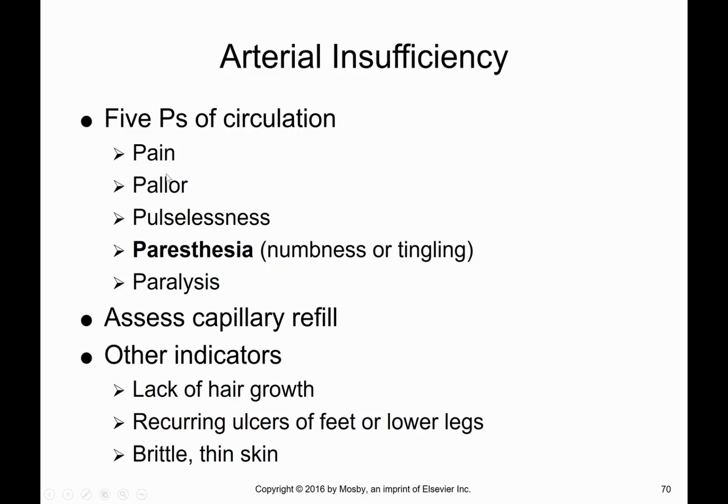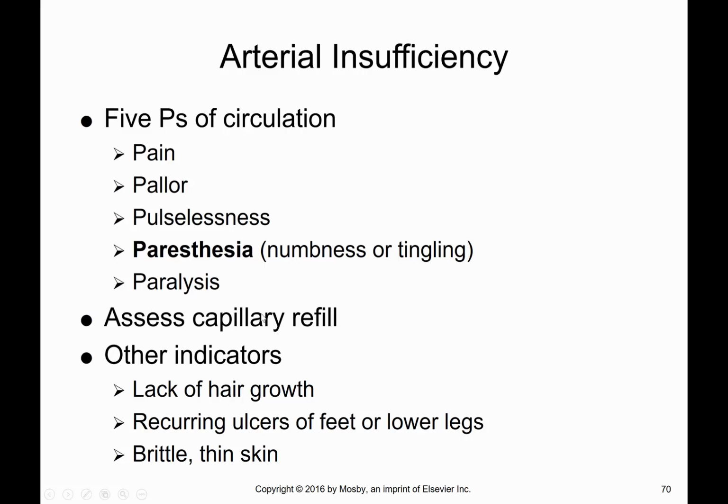Arterial insufficiency, these are what we're looking for. You might see pain. If we're not having arterial blood flow or oxygenated blood flow, those tissues are going to start getting ischemic and we're going to feel pain. They're going to be pale, so there'll be pallor present. We will not feel pulse, or they will be pulseless. They may even have numbing or tingling in that area, or they may even have a paralysis in that area.